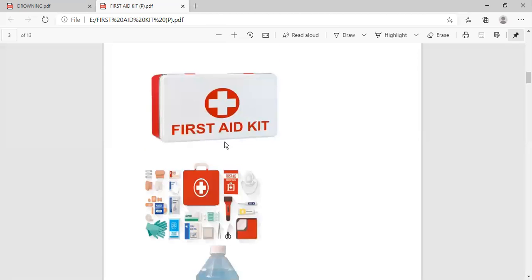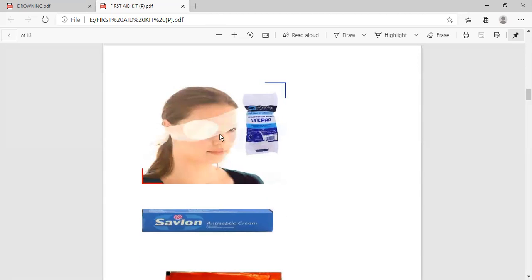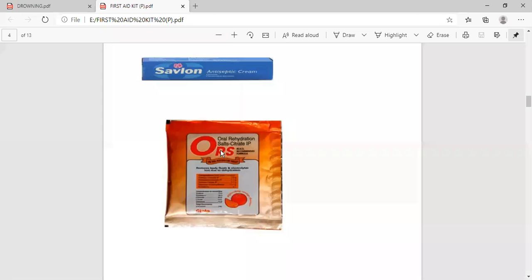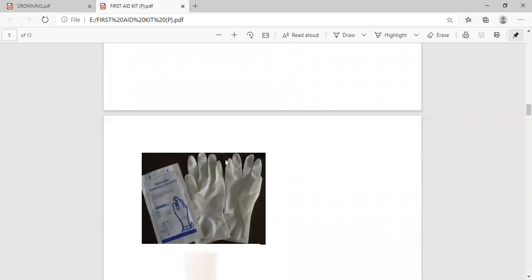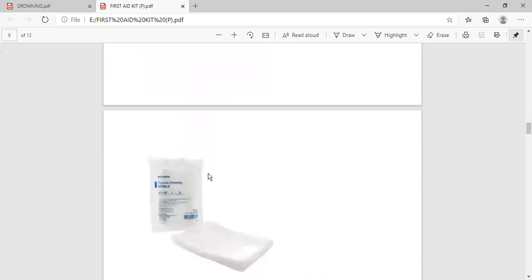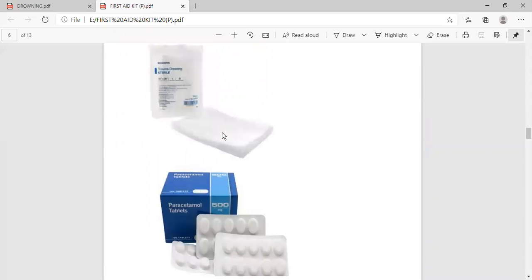And you will have to draw all of these items. This is the gauze pad, also known as gauze. Then this is your antiseptic cream, Savlon. Then this is your oral rehydration salt or ORS. These are sterile gloves. For any insect bite, this is bite and sting relief cream. This is a spray, sorry, it is not a cream, it is a spray. These are gauze. These are triangular bandages. It is like gauze, but these are triangular bandages.